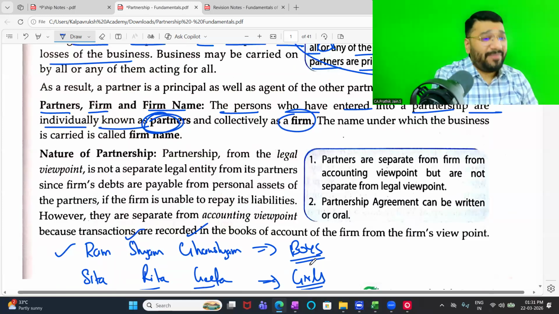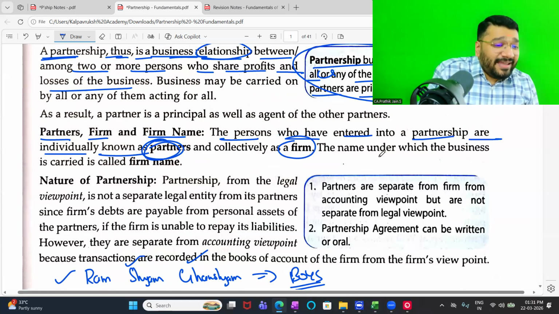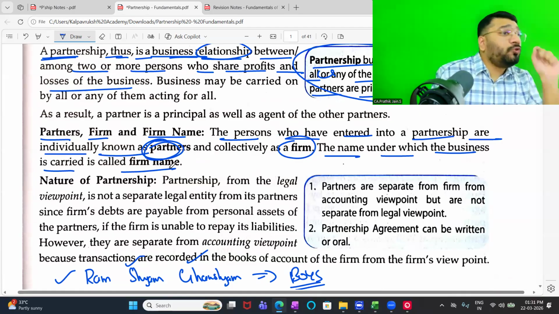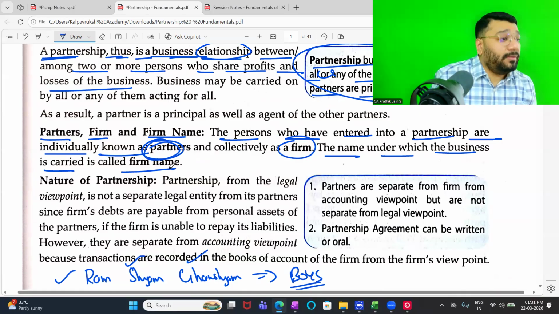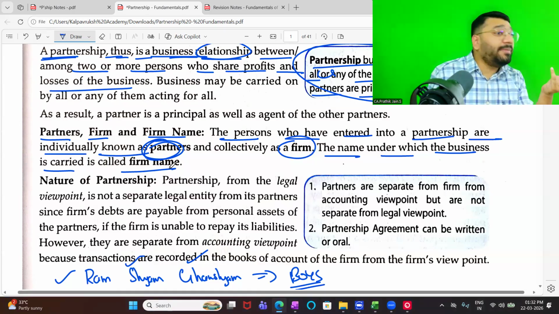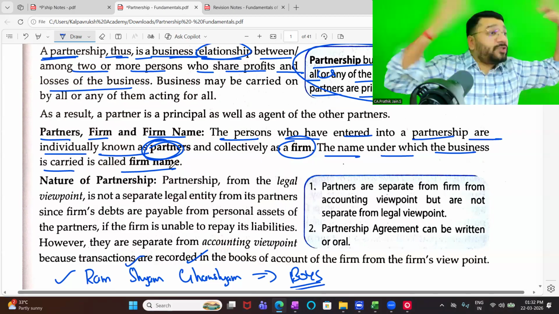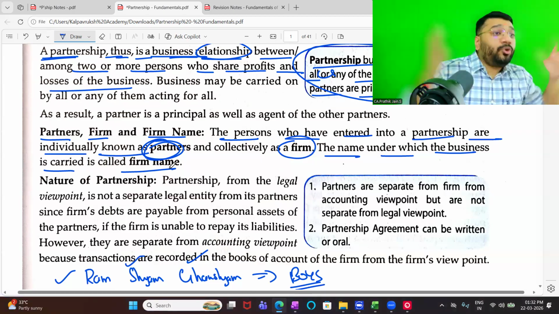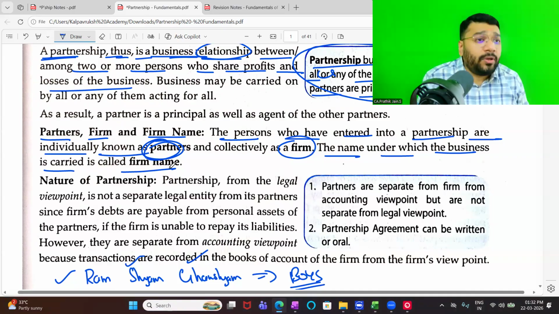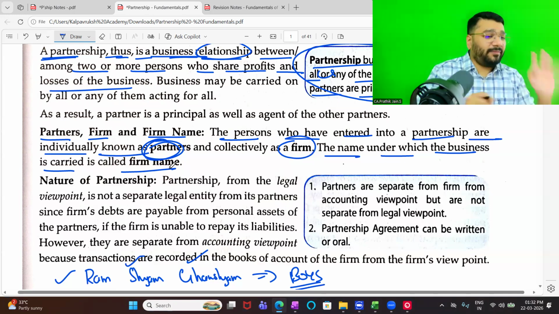The name under which the business is carried is called a firm name. Every partnership firm should be allocated an individual name, whatever name you want to keep, for identification purposes. For example, Mukesh Ambani's business name is Reliance Industries. Tata is a separate business. So each business has its own name to identify it separately. Got it, not got it? So each firm will have a name called the firm name. Okay, not okay?